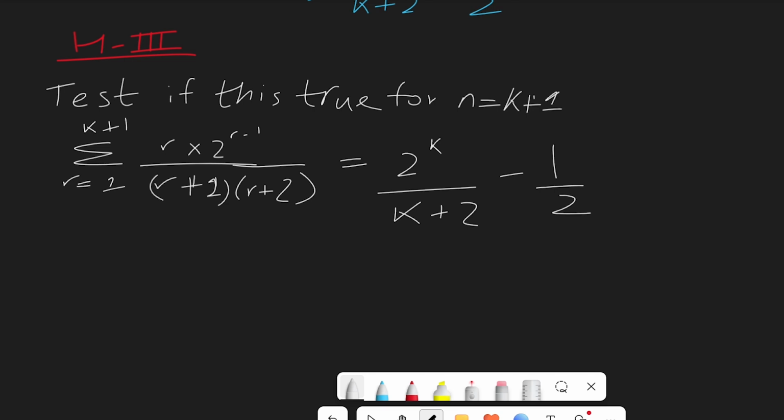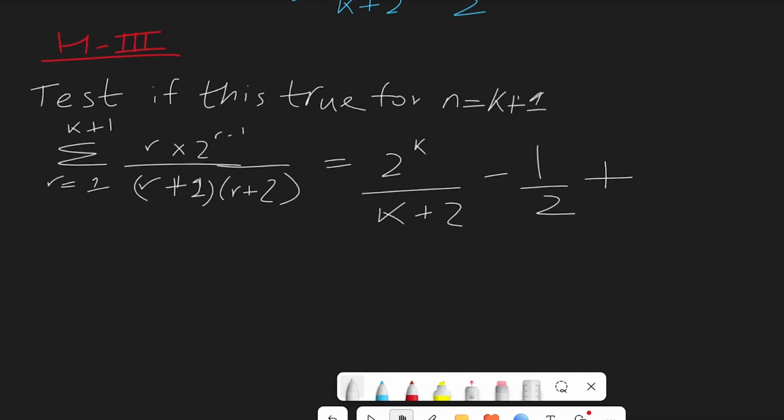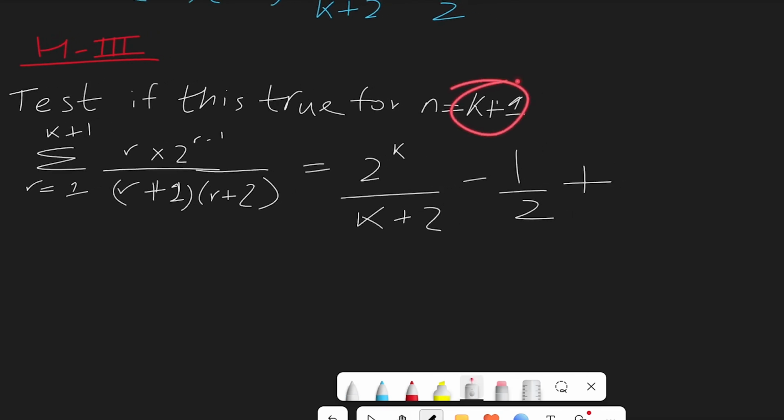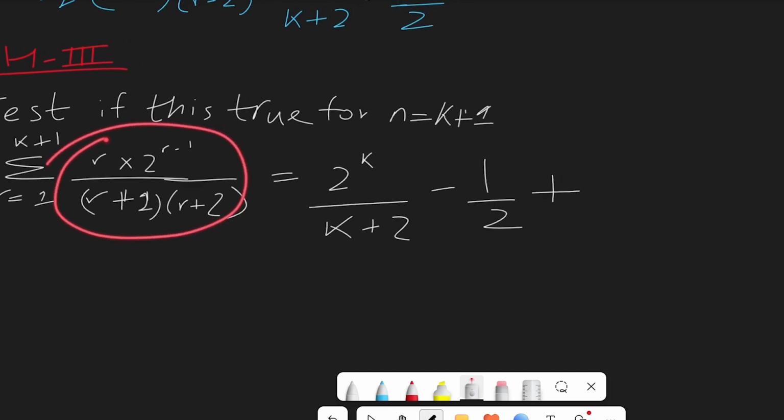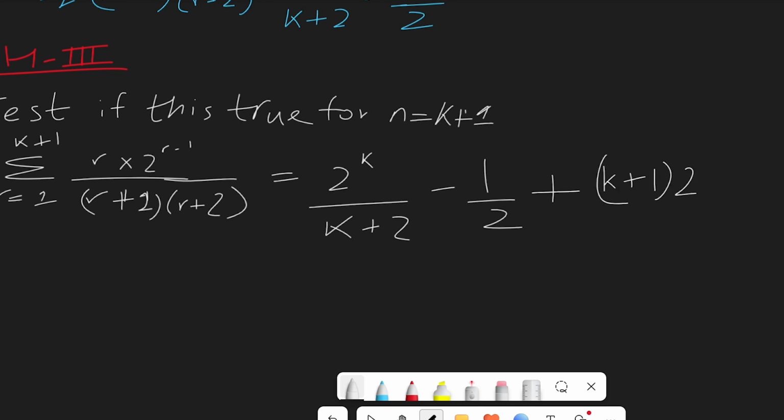So 2 power k over k plus 2 minus 1 over 2 plus, we need to add this term of k plus 1. So how do we add? We add it from here, because this is our basic framework in which things are added, because the sigma sign is over here. So what will we add? We will add k plus 1 times 2 power k plus 1 minus 1, which means 2 power k, over k plus 1 plus 1, which is k plus 2, and k plus 1 plus 2, which is k plus 3.